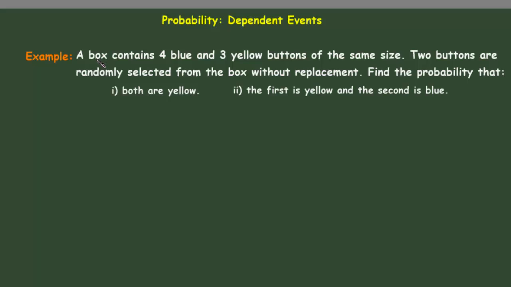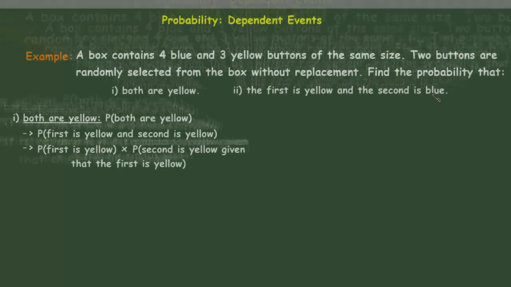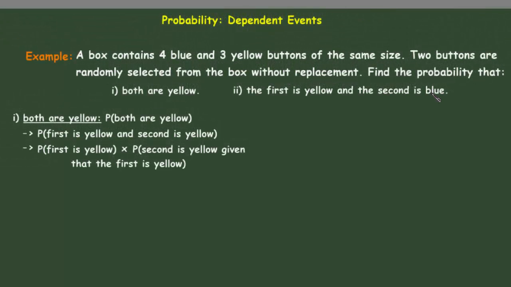In our example here, we're having a box containing 4 blue and 3 yellow buttons of the same size. So 2 buttons are randomly selected from the box without replacement, which means that they are put aside. So we want to find here the probability that both are yellow, or the first is yellow and the second is blue.